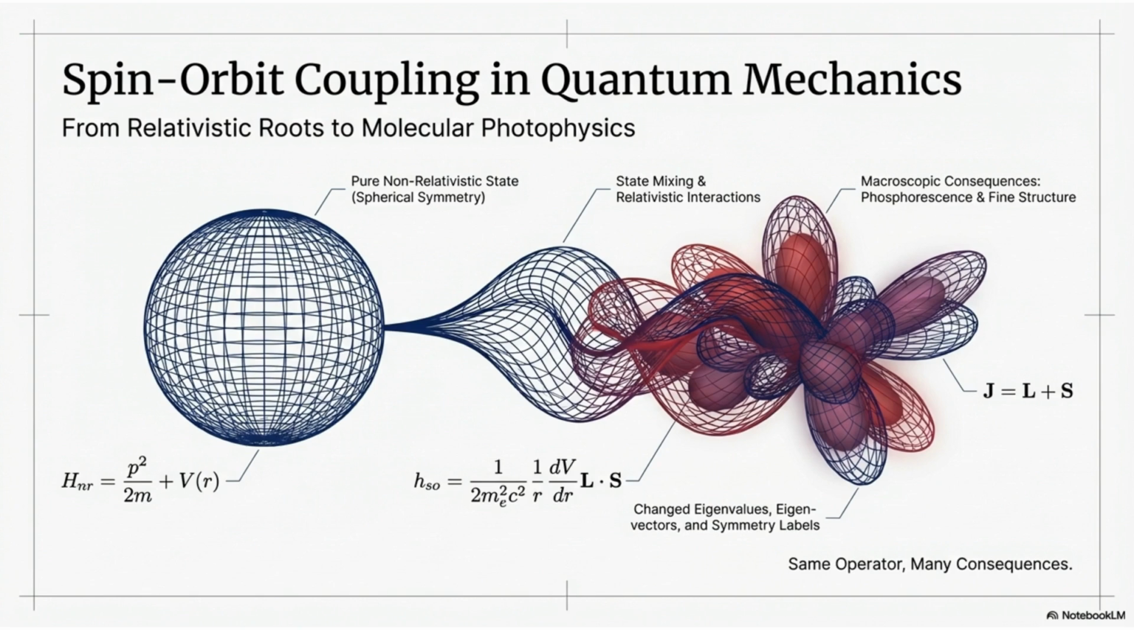This video covers spin-orbit coupling, or SOC, in quantum mechanics, looking at its relativistic roots and consequences in molecular photophysics. SOC mixes pure non-relativistic states, leading to new conserved quantities and macroscopic consequences like phosphorescence and fine structure.